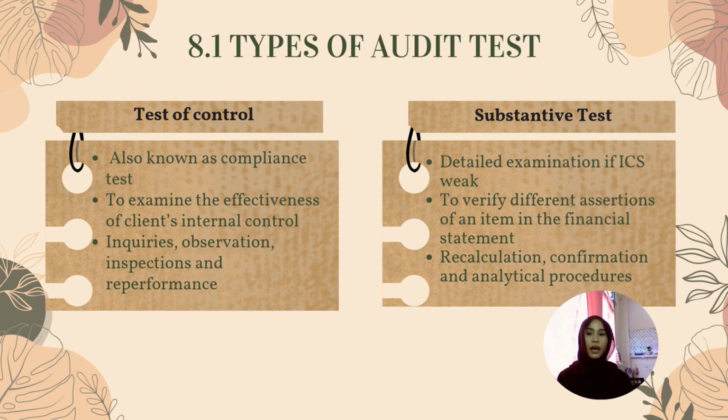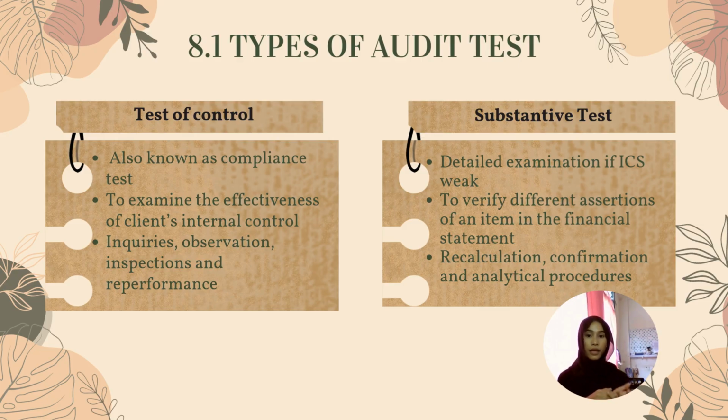So next, I will explain the types of audit tests, which are tests of control and substantive tests. First, test of control, also known as compliance test. This test is used to examine the effectiveness of a client's internal control system. Auditors will perform procedures such as inquiries, observation, inspection, and performance to ensure that the controls are working properly.